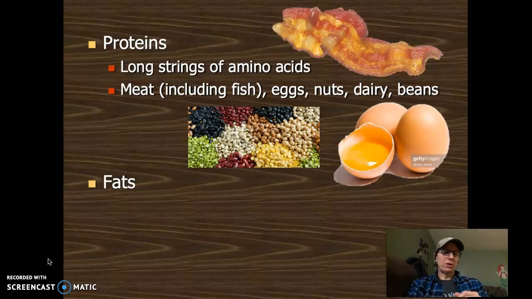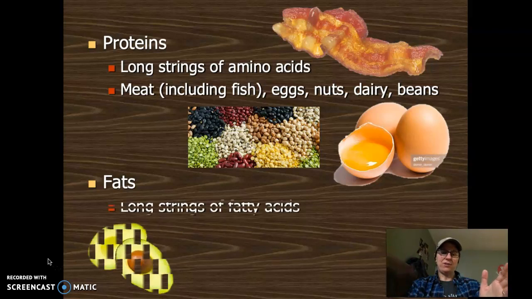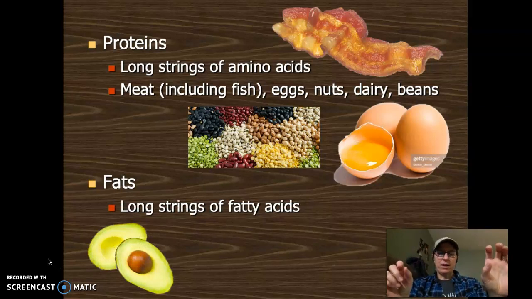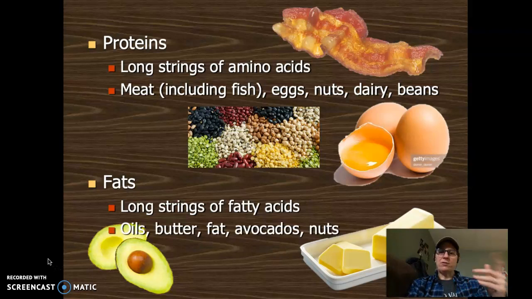So fats are a little bit more complex as far as a molecule. The basic fats, fatty acids, are three long strands of carbon and hydrogen that are all linked together. And so this is why it's harder to break down the fats, because it's more involved. But you will find fats in oils, butters, fat, and when you look at that piece of bacon up there, you guys know where the fat is on that bacon. Avocados, a good source of good fat, and then, like I said, the nuts.